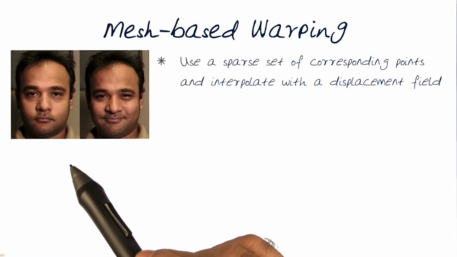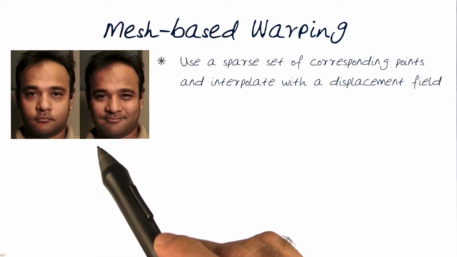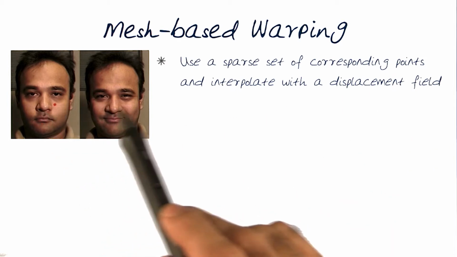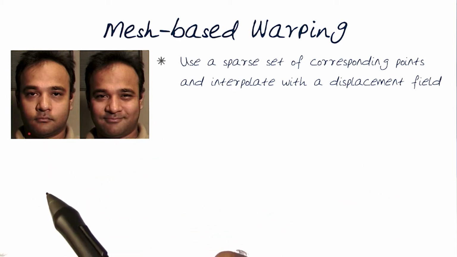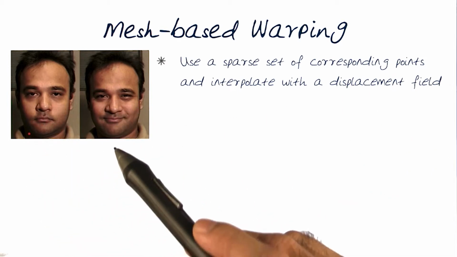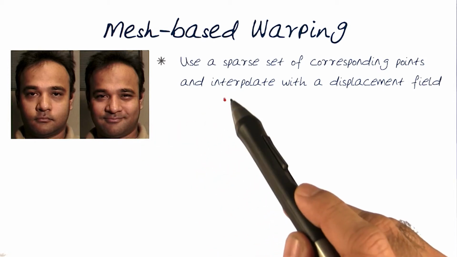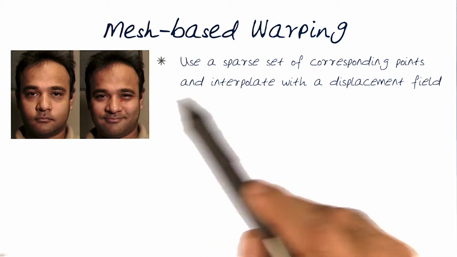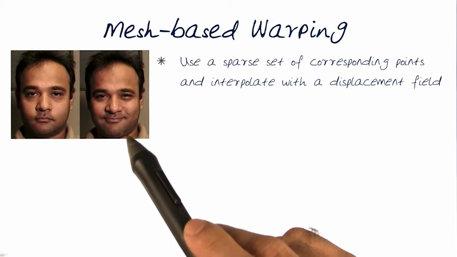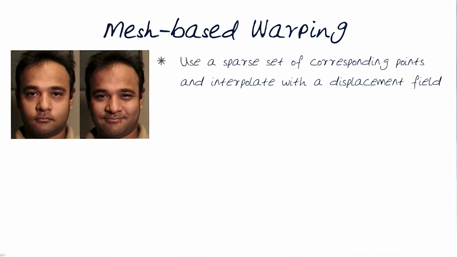Now, one way to compute a warp would be finding a corresponding set of points that are common between these two. To achieve this, many different methods could be used. I'll talk about one in a second. Once we find this corresponding set of points, we can interpolate between them using a displacement field.